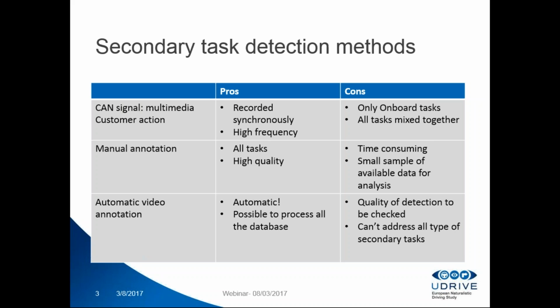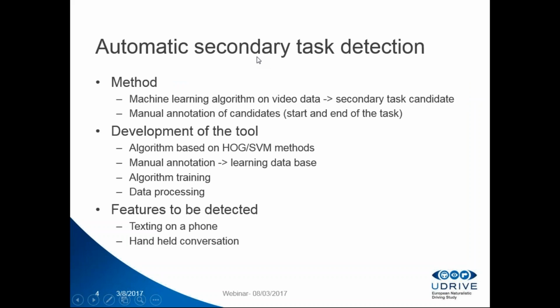The disadvantages of that method are that the quality of detection has to be checked, and in our case that means we will have to go through manual annotation or validation of detection to be able to provide good quality results, and we cannot address all kinds of secondary tasks, and so we had to focus on one of them, and we chose, of course, as you may guess, the phone secondary task.